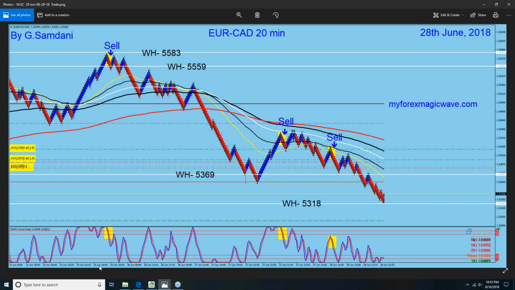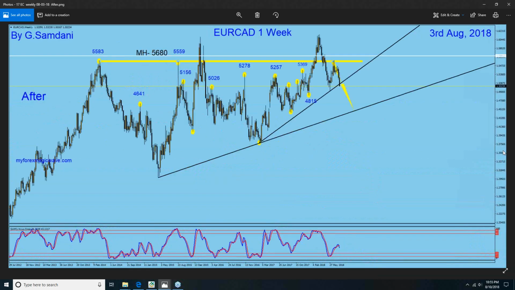This was on June 25th. This was a beautiful entry too, but I was in the trade here, so I didn't trade this one. And after that, even further, you can see that it keeps coming down. Okay, this is the final chart. So this is how it is. Beautiful system that we have, the Magic IB system.